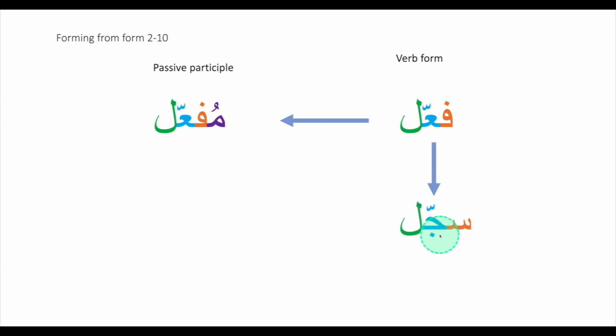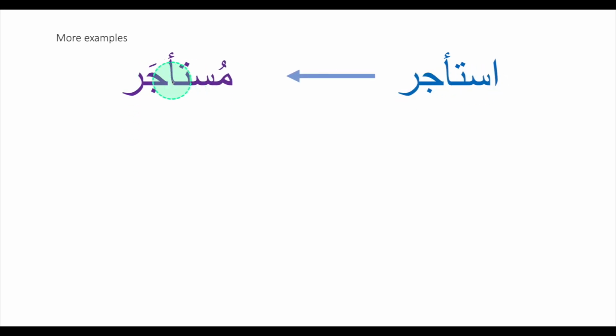So you've got an example here. سجل, which means to register, and it becomes مسجل, registered or recorded. And that would be the same case with any verb from form 2 to form 10. Let's have a look at a couple of examples. استأجر is form 10, and you'll do the same thing. So it becomes مستأجر.